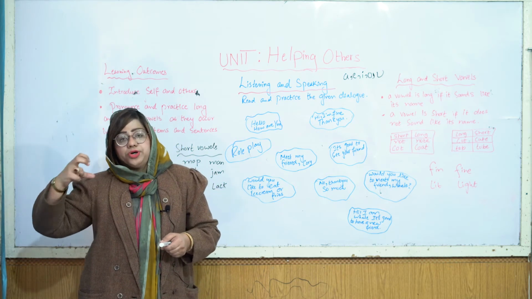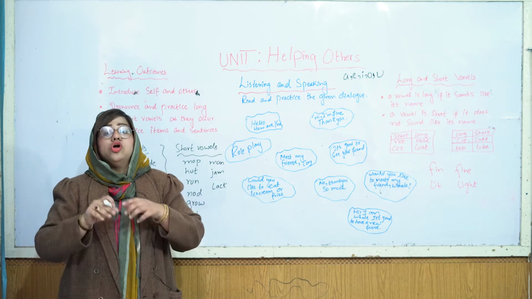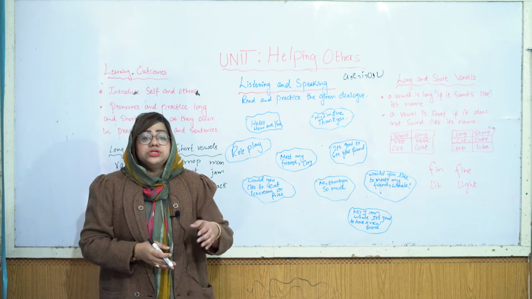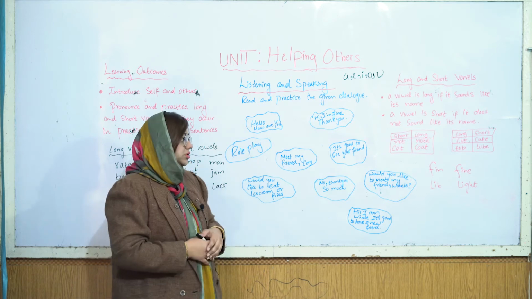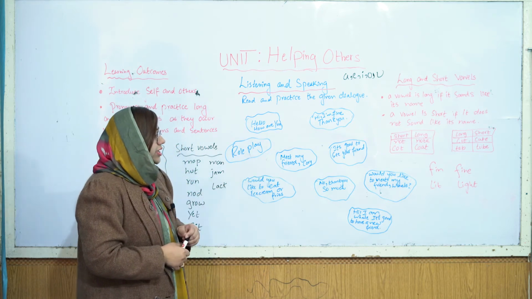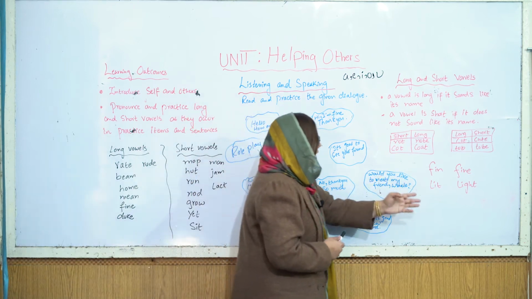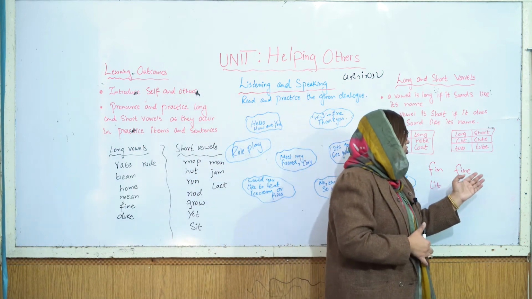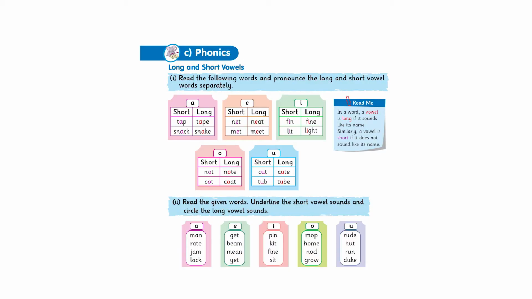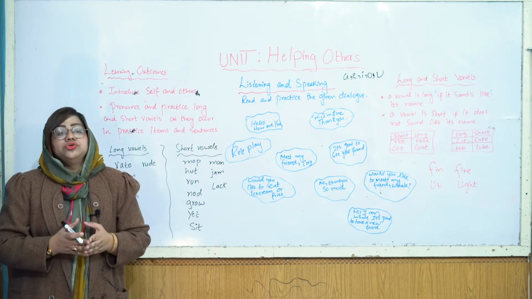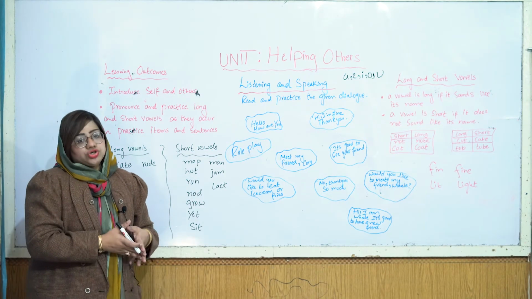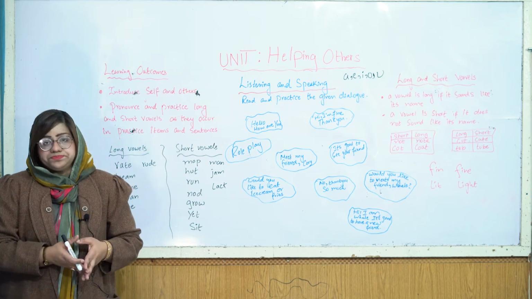If a sound is prolonged, it means it's a long vowel. If a sound is not prolonged, it means that it's a short vowel. There are so many examples, for example, fine, light, cute, tube, note, coat. These are all long and short vowels that need to be differentiated. You need to differentiate between a short vowel and a long vowel.